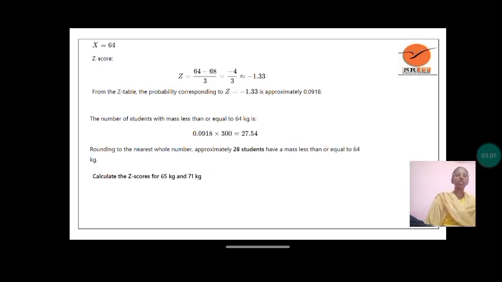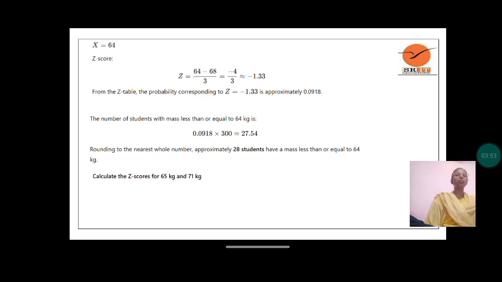Now x equals 64, z equals 64 minus 68 divided by 3 equals minus 4 by 3 equals minus 1.33. From the z table, the probability corresponding to z equals minus 1.33 is approximately 0.0918. The number of students with mass less than or equal to 64 kgs is 0.0918 times 300 equals 27.54. Rounding to the nearest whole number, approximately 28 students have mass less than or equal to 64 kgs.